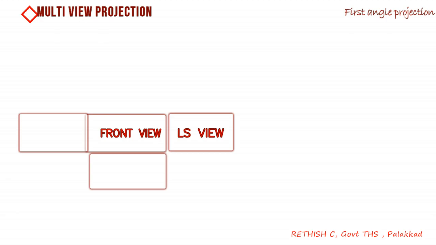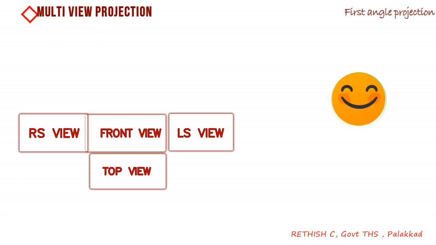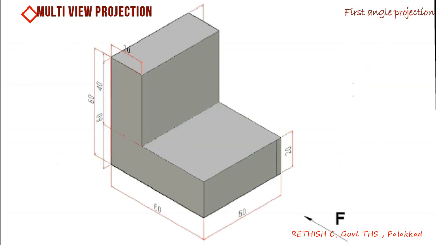the left side view will be there at the right side of the front view, and the right side view will be there at the left side of the front view, and always the top view will be there below the front view for first angle projection. Let us go through a simple example, then you can understand how easy it is to draw the projection.